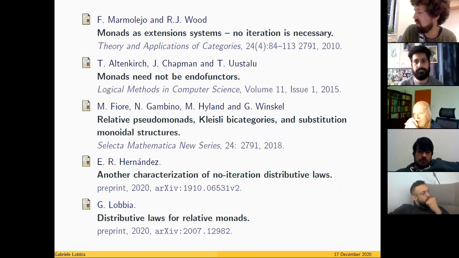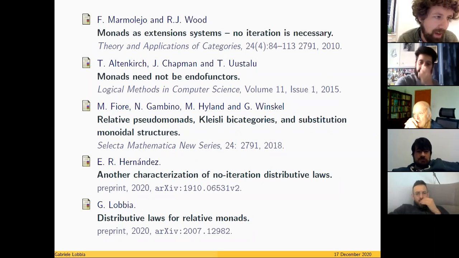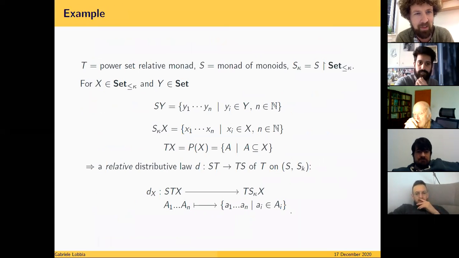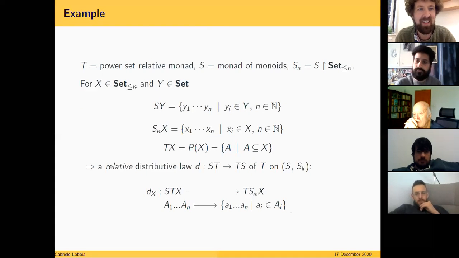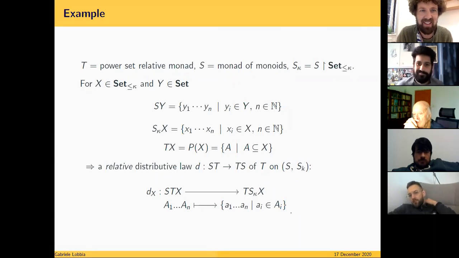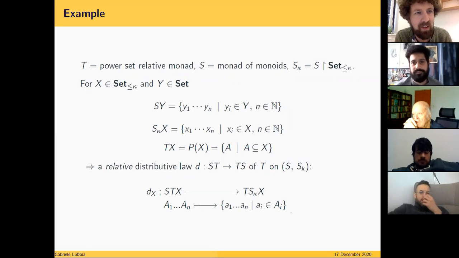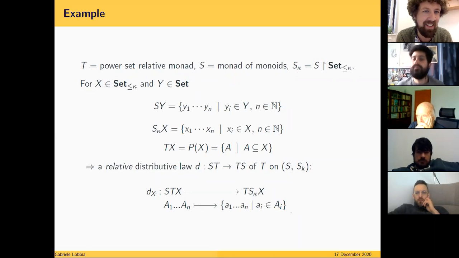I have a question, or I have a comment first. I like the example of the power set monad and the monoid monad. I've only ever seen people describe the two-dimensional version of it somehow. I've never actually seen it written down. But my other question is maybe a bit confusing: you said that you can describe a two-category of relative monads inside any two-category. Is that right? Yeah.